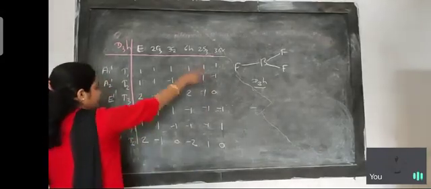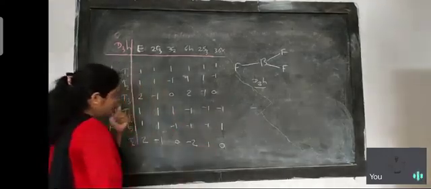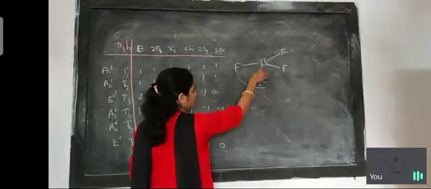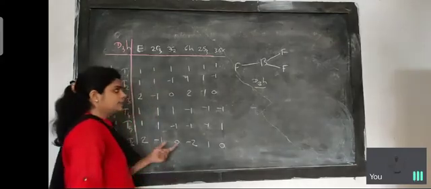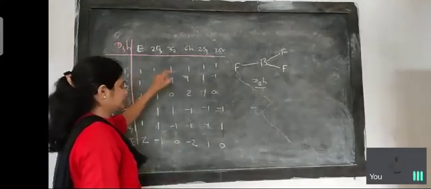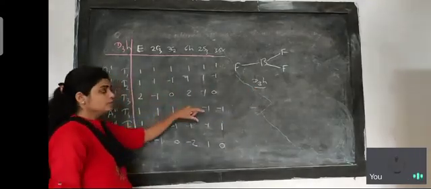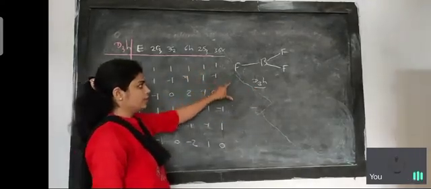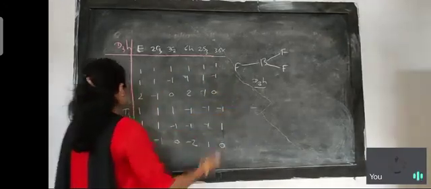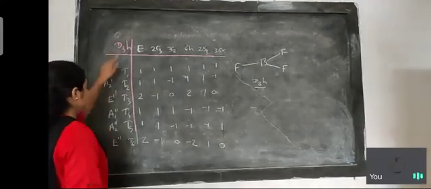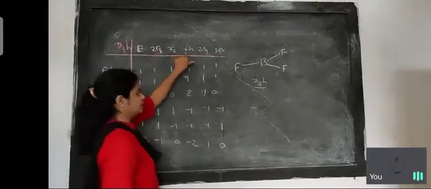This character table is given in the question paper on the last page. Now, this is the point group of the BF3 molecule. The point group is D3h. When the question is like that, you go through the D3h point group, and its character table is given on the question paper on the last page.